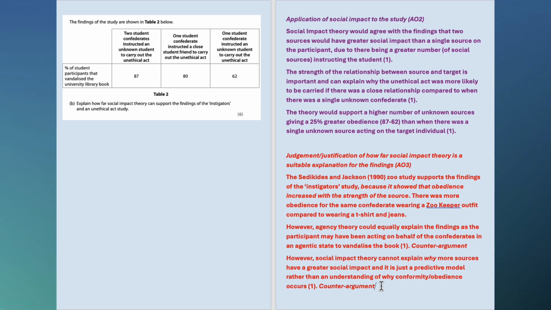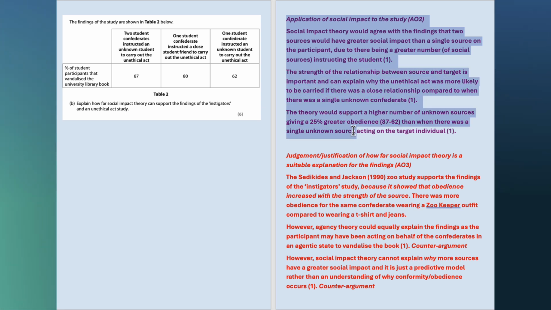This is not an essay. There's no need for a conclusion here. But what you do need to get is that you've got two separate sets of marks. The first set of marks, your AO2, is about applying social impact to the study.